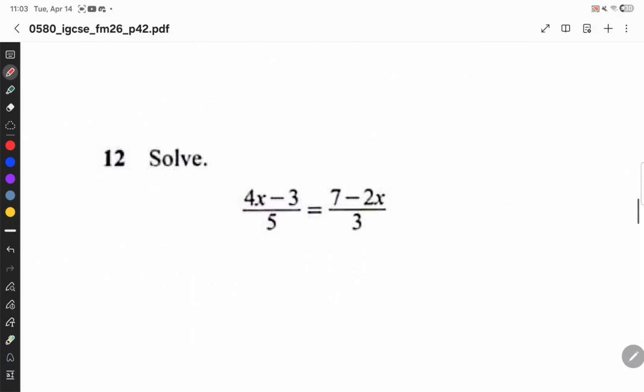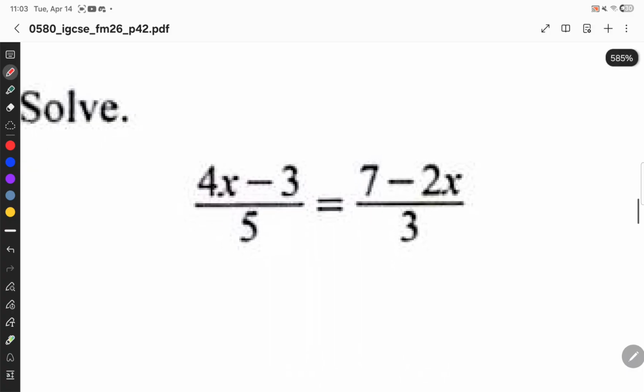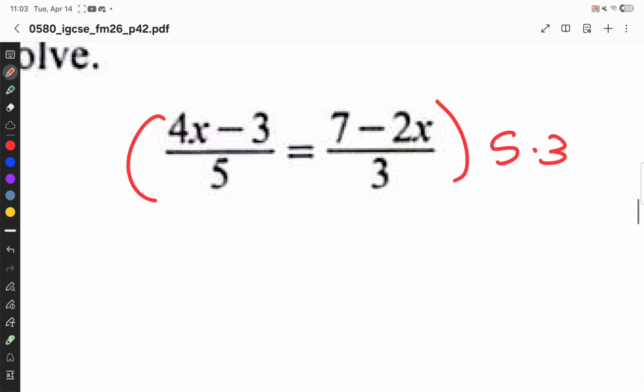Boom. Solve this question: 4x minus 3 over 5 is equal to 7 minus 2x over 3. Everyone crashes out about these. I do not know why. How hard are these? Let's multiply by the denominators. How poisonous is this simple step.